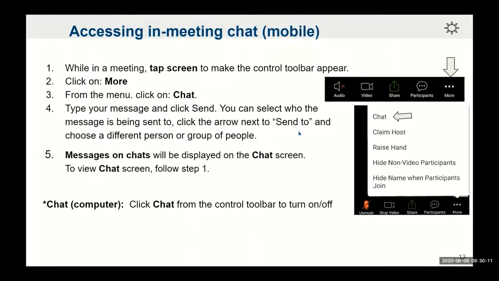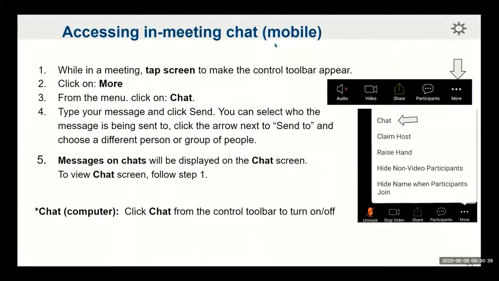Now on the computer, like I said, the toolbar usually just has the chat right there. If you don't see the toolbar, you can just click on the bottom and it will turn it on or off. Same thing with chat. If you don't see the chat, you would have to turn it on and off to be able to see it. Okay, I am going to show you a short video clip of what this looks like on a mobile phone or smartphone.